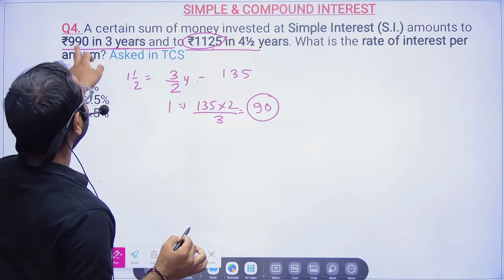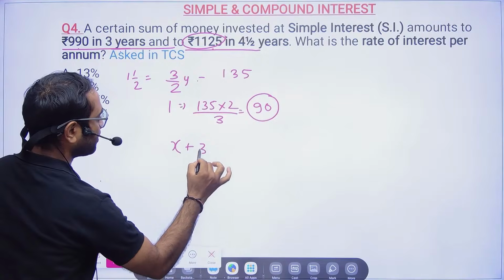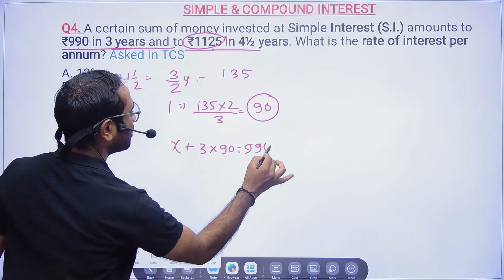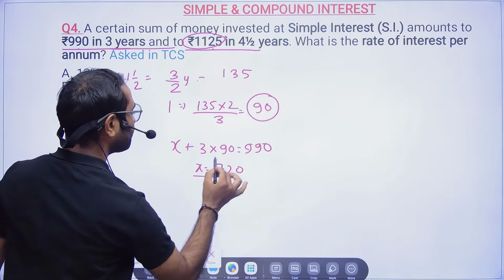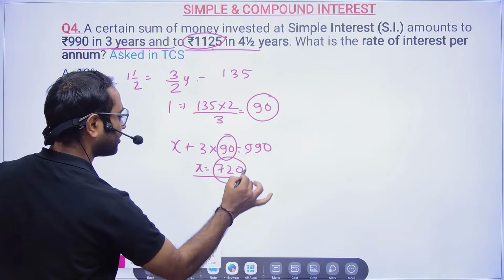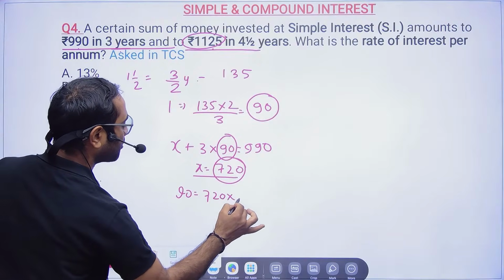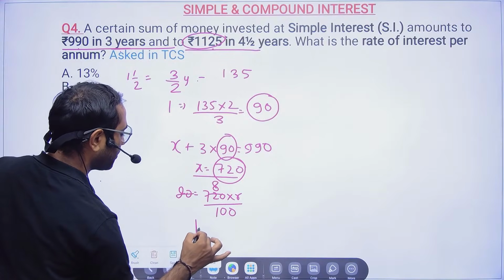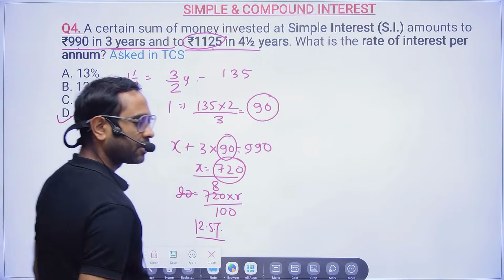Now in 3 years it is becoming 990. That means your principal plus 3 years of interest is becoming 990. So X will become 720. That is my principal. You already know the interest. 90 is the interest, this is the principal. So 90 will be equal to 720 into R by 100. So this is 8 times and this is 12.5. So 12.5%. That's all. You will be able to get the answer.